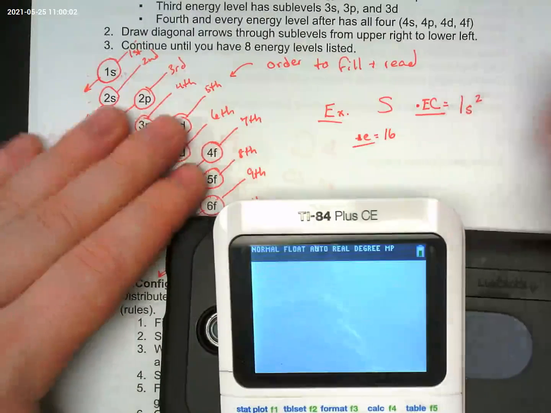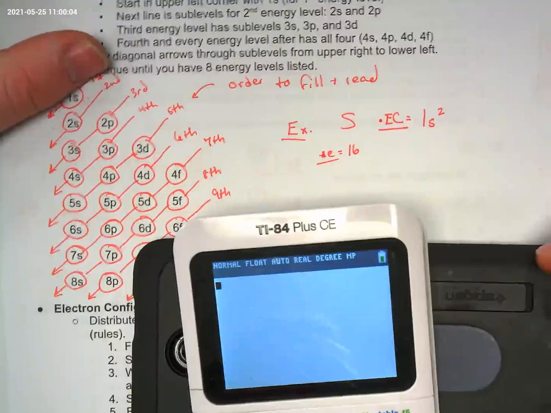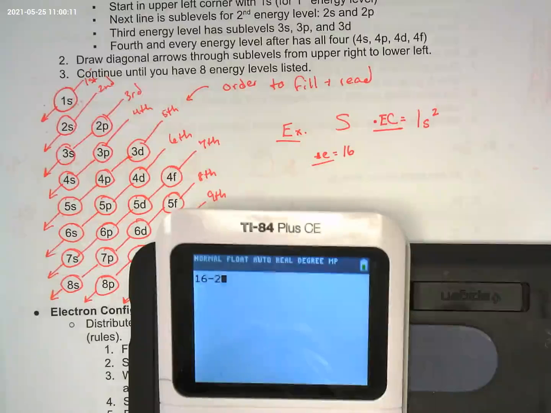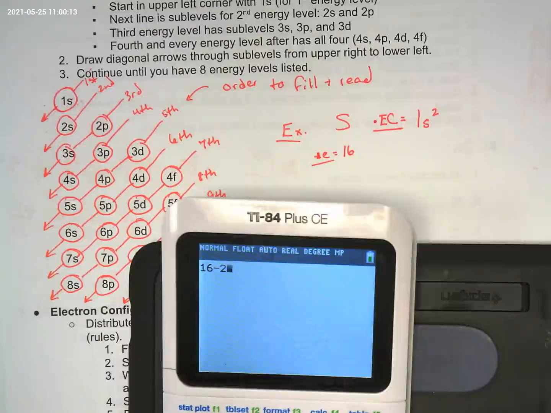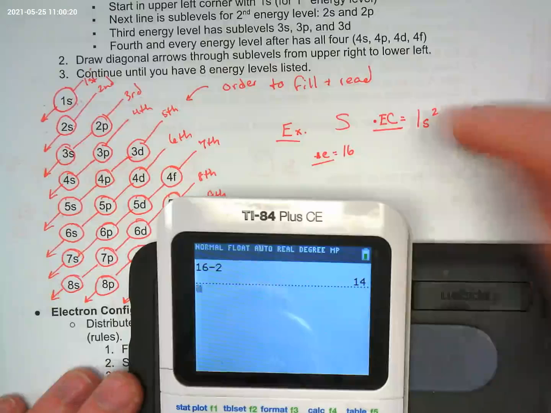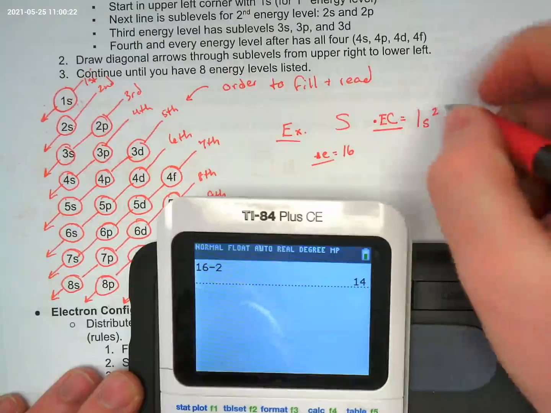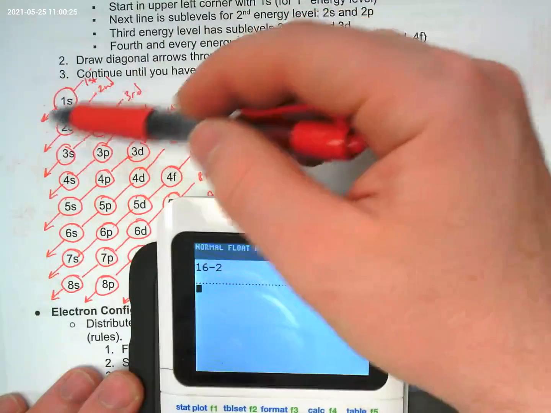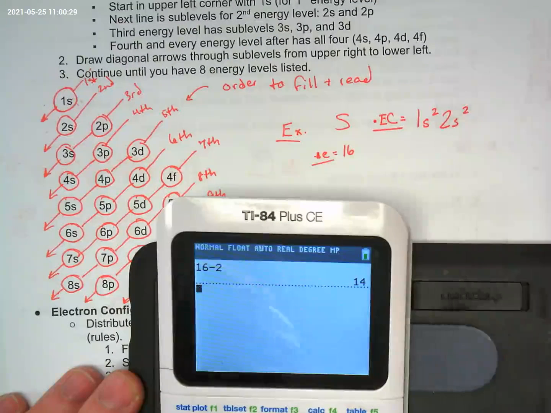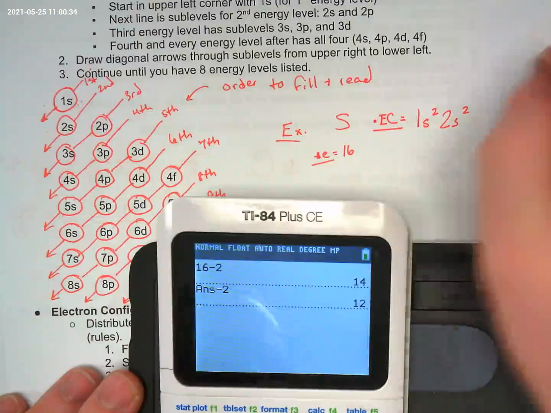Okay, we're starting with 1s, and we're keeping track of how many electrons we still have to use up. 1s2, so 16 minus 2, there are still 14 left. Then we go down to the next energy level, 2s, and we can only fit 2 there, so it's another minus 2. We've got 12 left.